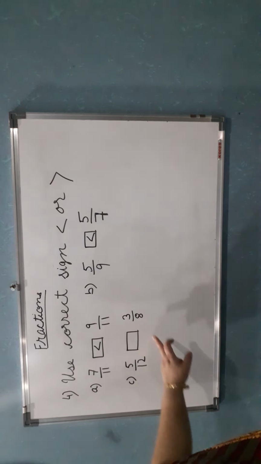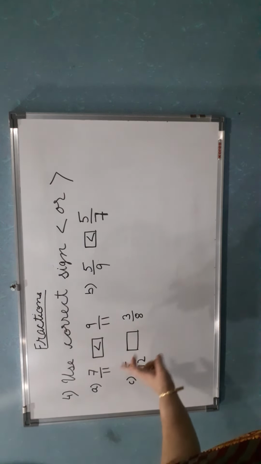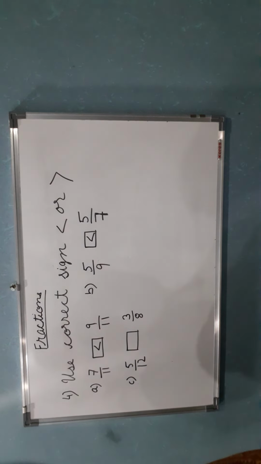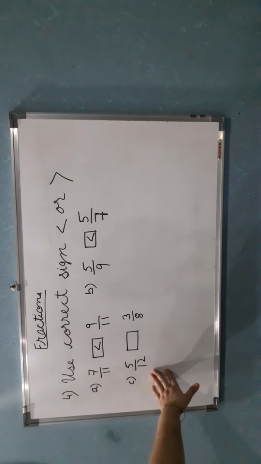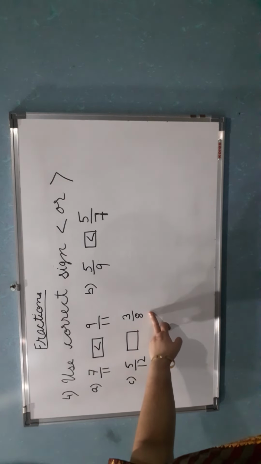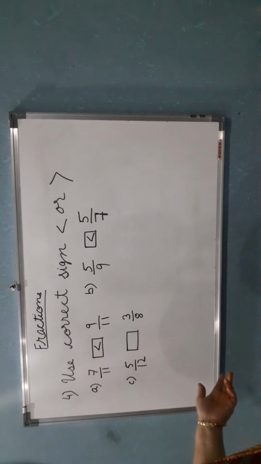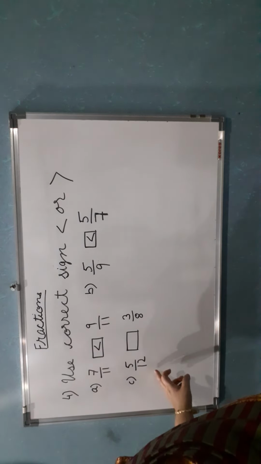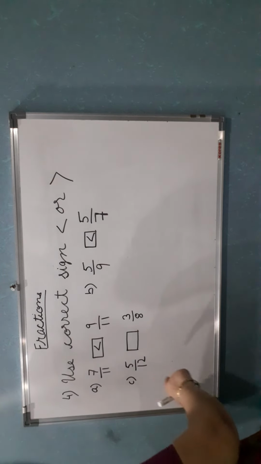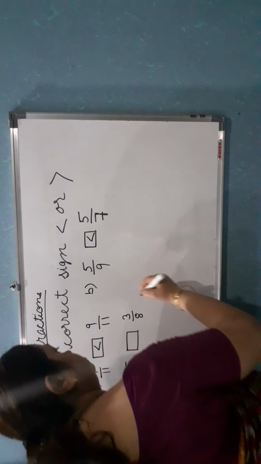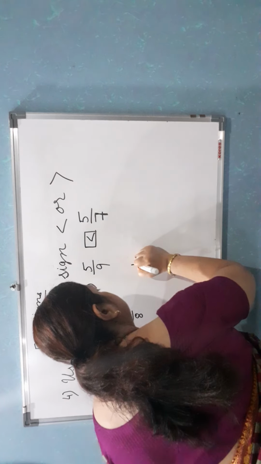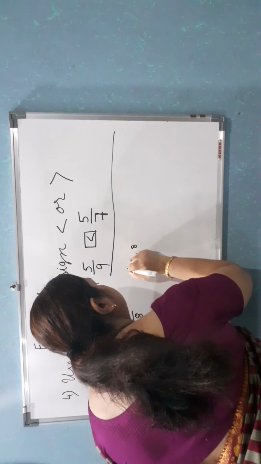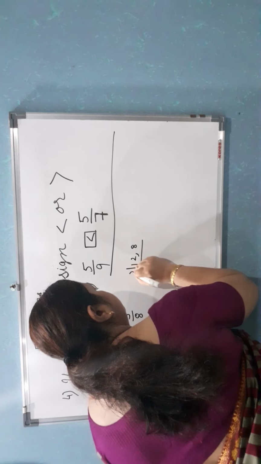Now look here, 5 by 12 and 3 by 8. Here numerators are also different, denominators are also different. So you have to make the denominator same. Then you can easily find out which one is greater. So take out the LCM of 12 and 8. Okay, here I am doing the rough work.